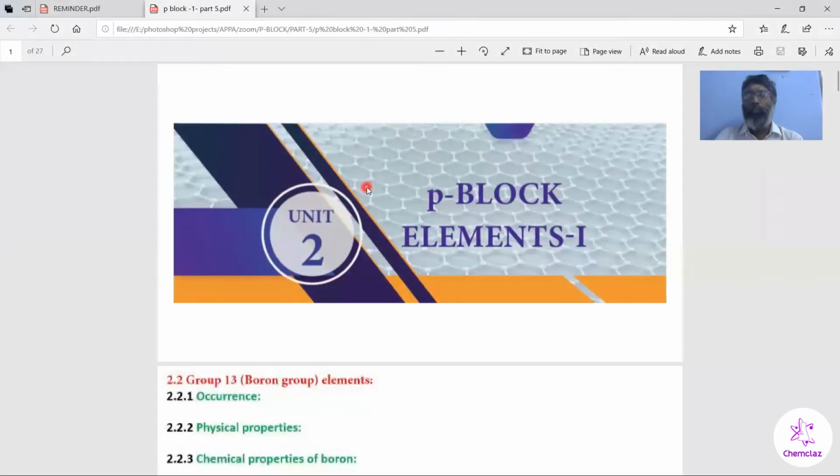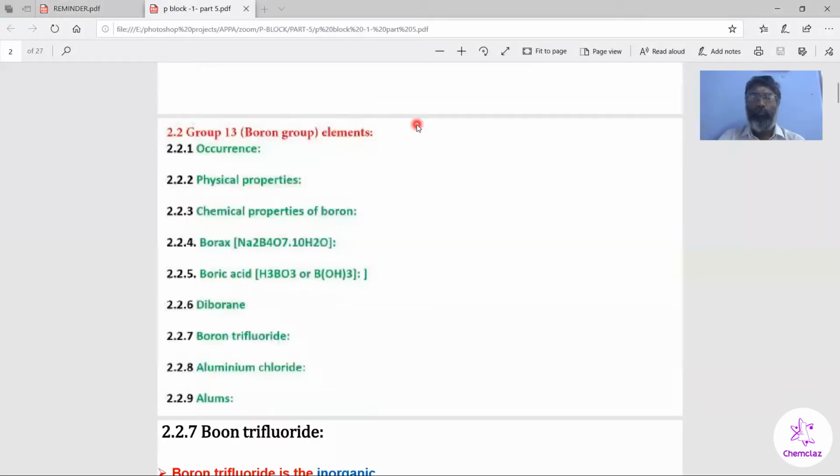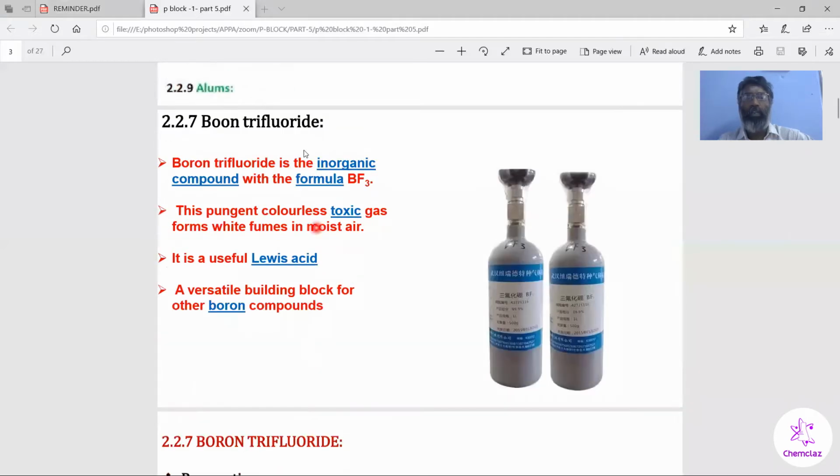So good morning, everyone. Today we are going to discuss the last three compounds: boron trifluoride, aluminum chloride, and alum, potash alum. We finished up to diborane. Today the first compound is boron trifluoride.